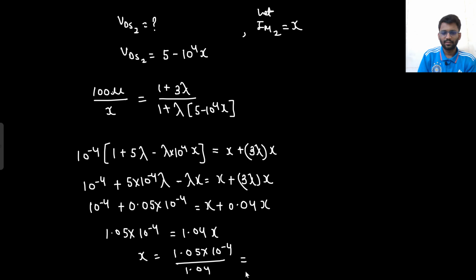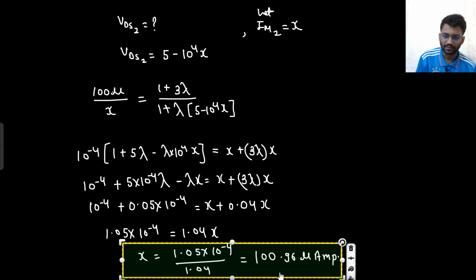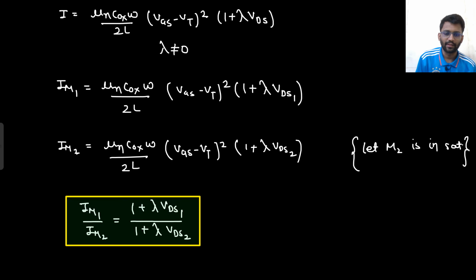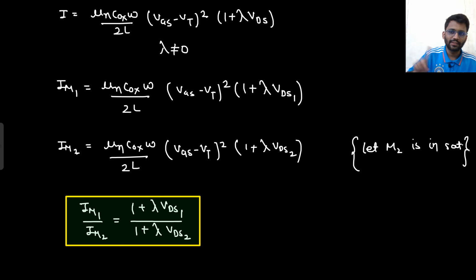So let's check the final answer. You are getting 100.96 microampere. So this is the answer. Your final answer is 100.96 microampere. So this is the correct answer, right? That's how we solved it, because the VDS value was different. So this was method 1 of this question.